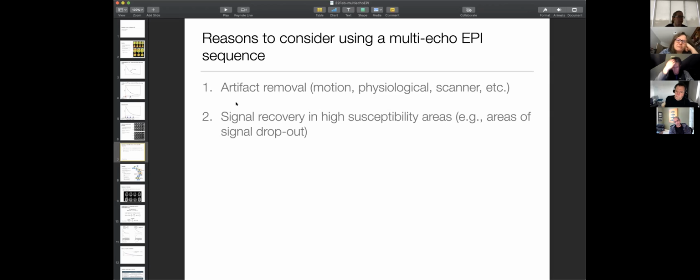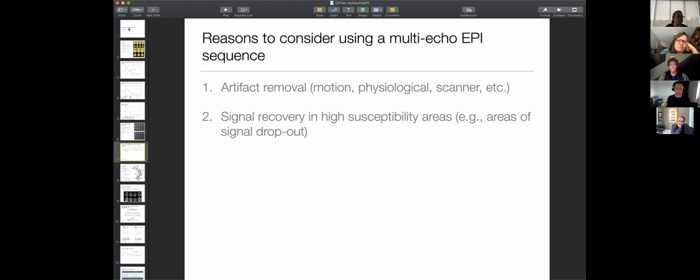And then the other one that you'll see an image of in a couple slides is signal recovery in high susceptibility areas. So regions that you would normally see signal dropout on in your bold images, using a multi-echo sequence and the weighted averaging of the multiple echoes allows you to claw back some of that signal.